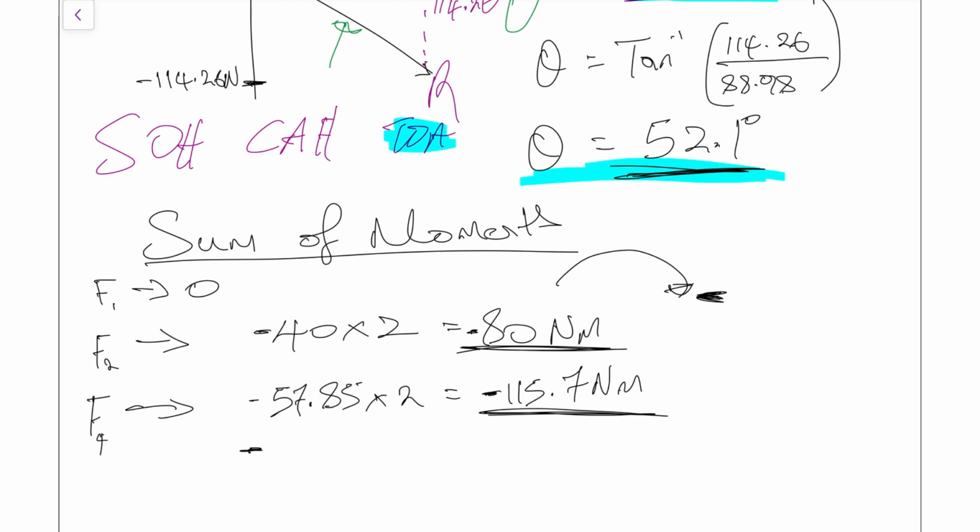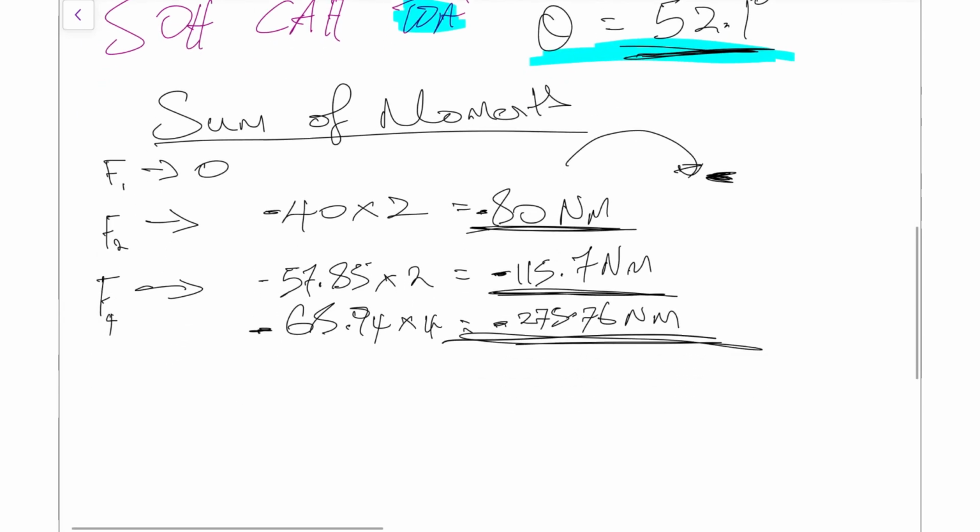Then the next force, which was the vertical component, that was 68.94, and this is still for the fourth force, and the distance was 4. So that now turns out to be negative 275.76 Newton meters. So what we need here is just the total for these moments, and that turns out to be negative 471.46 Newton meters. So this is representing the total moment.